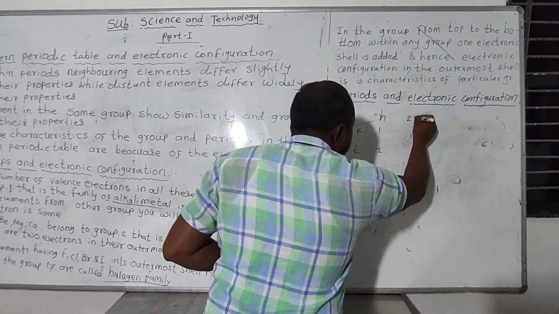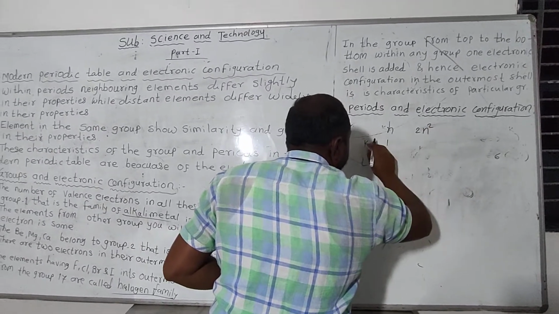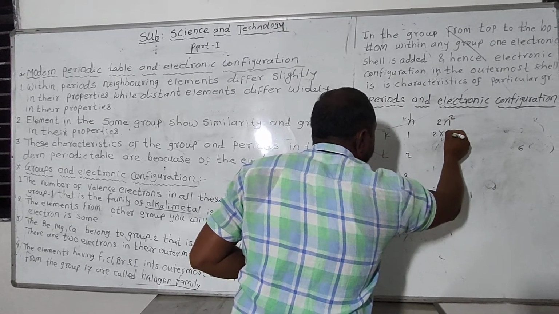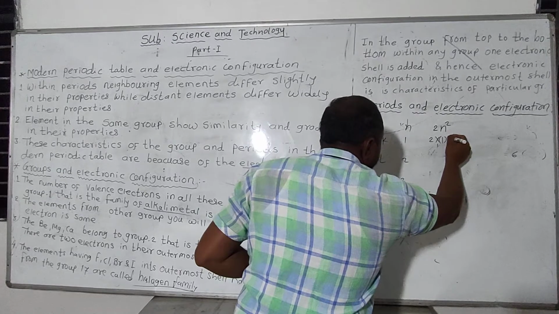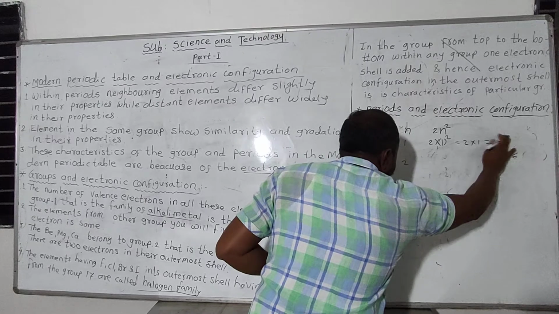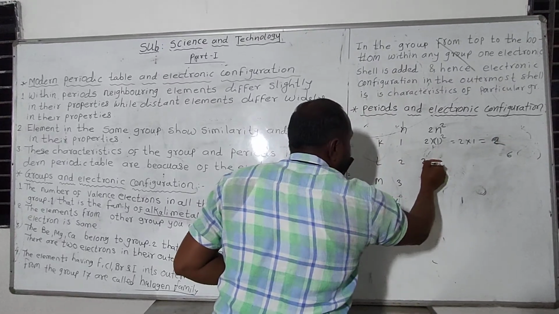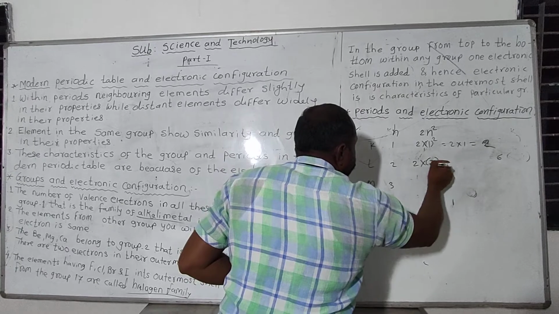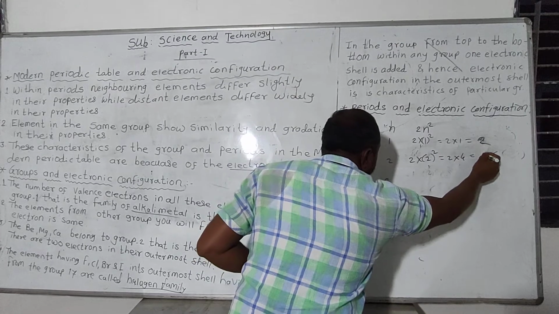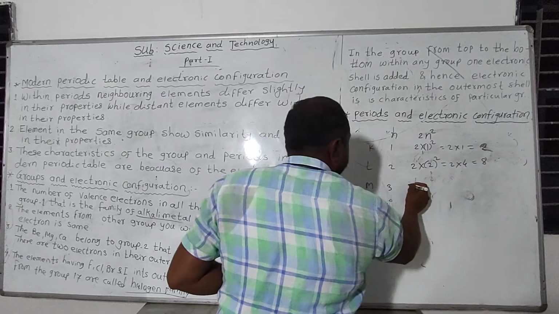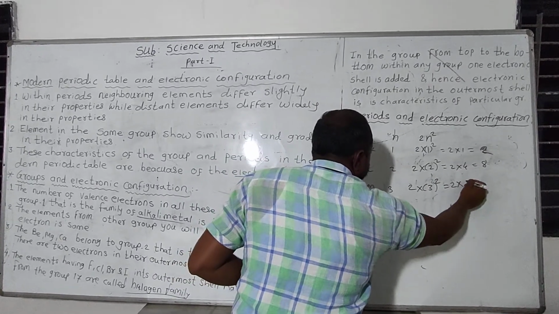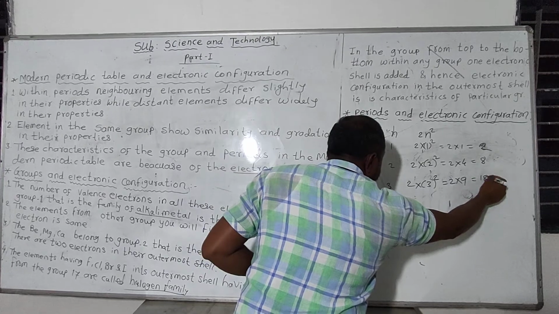Then their formula is 2n squared, where n means the number of the cell. For K, n is 1, and 1 squared is 1, so 2 multiplied by 1 is 2. K cell capacity is 2. Then L: 2 multiplied by 2 squared, which is 4, gives 8. Then M: 2 multiplied by 3 squared, which is 9, gives 18, the capacity of the M cell.